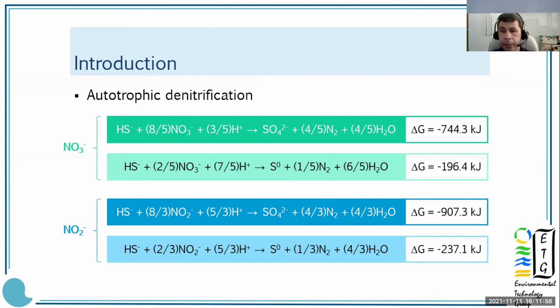So we researched and we selected the way of applying autotrophic denitrification, not only by using nitrite, but also using nitrate for sulfide removal. The stoichiometry is here. We see the dissolved sulfide with nitrate or nitrite, forming sulfate and also nitrogen gas and some water. Both processes are very negative, so thermodynamically spontaneous.